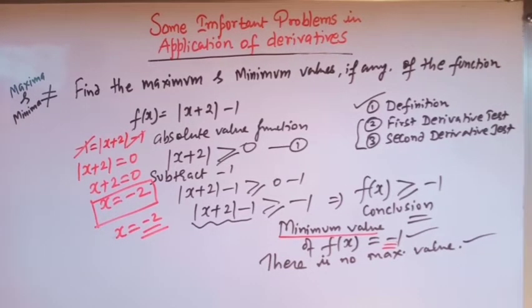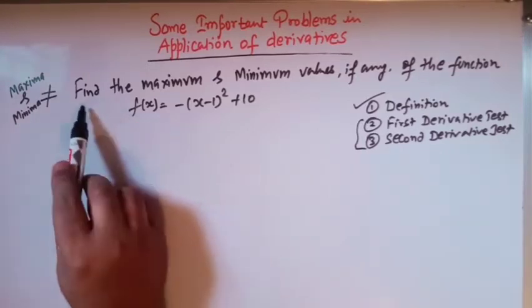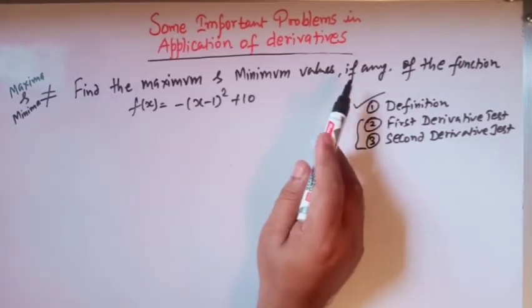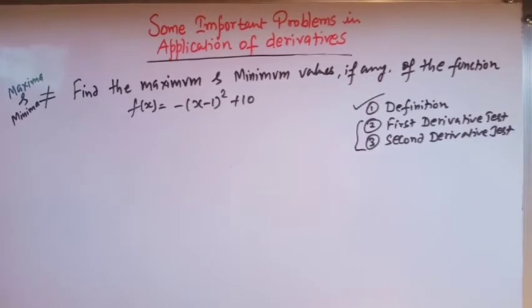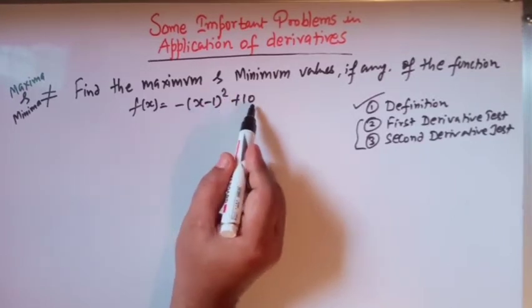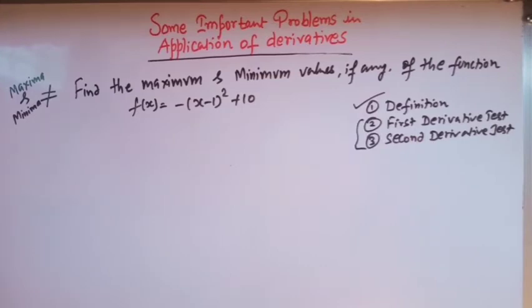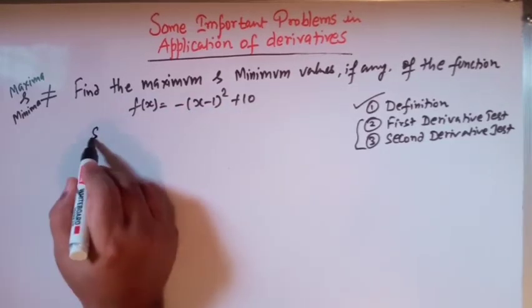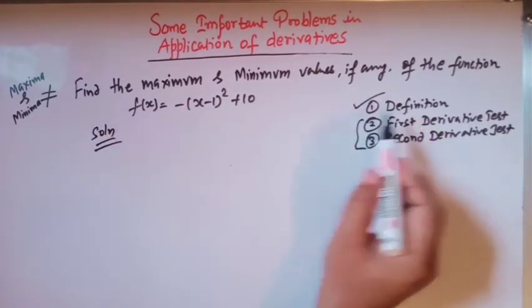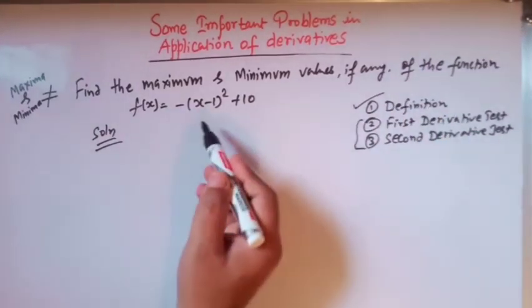So viewers, this question we have solved by using the definition. Now viewers, let us take this problem. Here we have to find the maximum and minimum values, if any, of the function f of x is equal to minus x minus 1 whole square plus 10. Now again I will make use of the definition, right? Let us see how we can proceed.